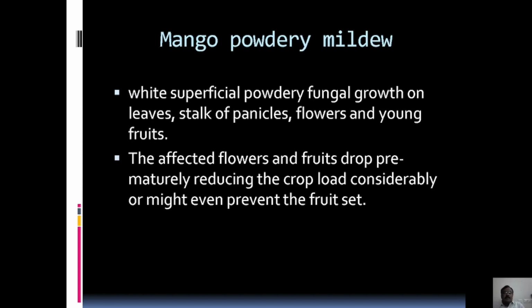And then the next important disease is mango powdery mildew caused by Oidium mangiferae, which is the Oidium type of powdery mildew, and produces white superficial powdery patches on the upper portion of the young leaves as well as stem, petiole, stalk of the panicles, flowers and young fruits. These affected flowers as well as the fruits may drop off prematurely, reducing the crop load considerably, and it might even prevent the setting of new fruits.